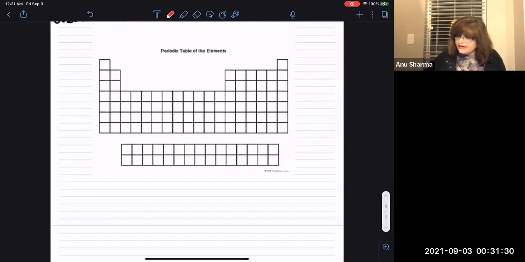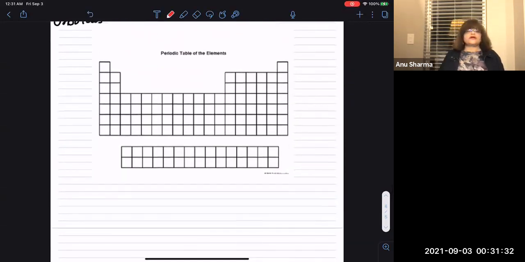Now let's look at, fine, we understand that S can hold 2 electrons, P can hold 6 electrons, D can hold 10 electrons, and F can hold 14. That's fine. We understand all that. So how do we place these electrons in the atoms in the periodic table?